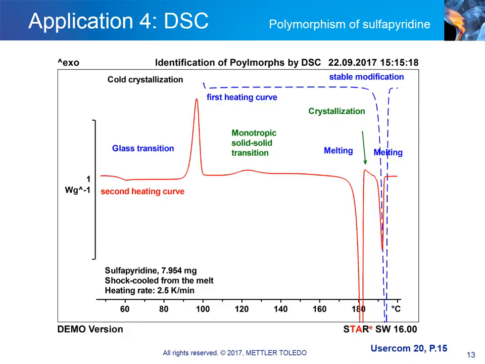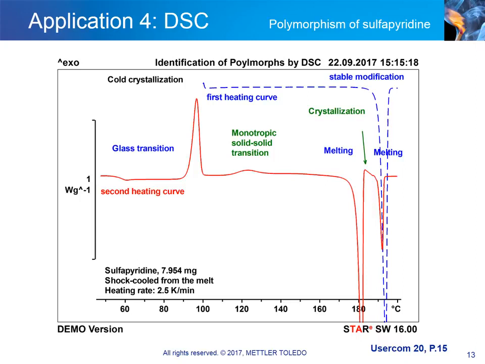Polymorphism is the ability of a single material to exist in different crystalline structures. This is of particular interest for foodstuffs and pharmaceuticals, where the bioavailability of, for example, a drug depends on the structure of the active pharmaceutical ingredient. DSC is a simple and quick screening tool to identify the presence of different polymorphs.